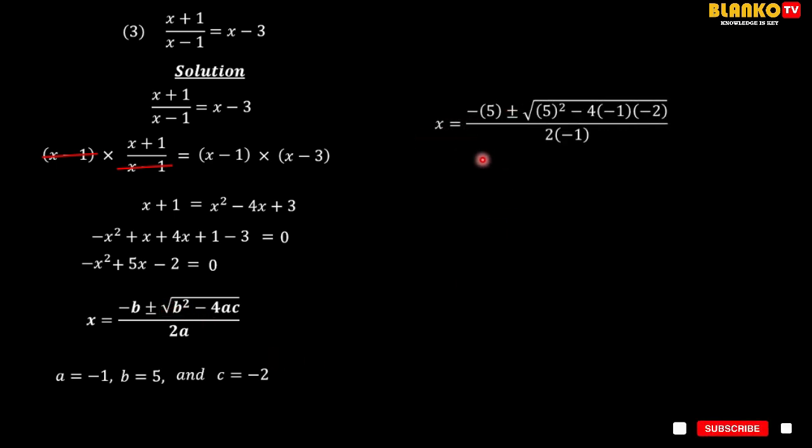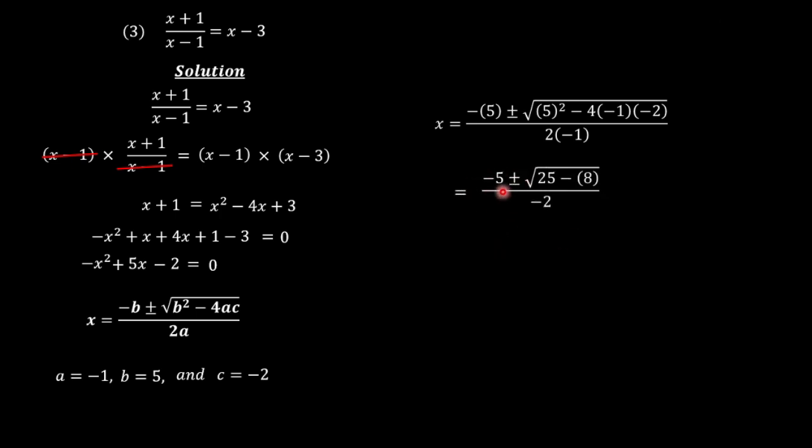So we have x equals negative 5 plus or minus the square root of 5 squared minus 4 multiplying negative 1 multiplying negative 2 all over 2 multiplying negative 1. I hope you understand. So we have negative 5 plus or minus the square root of 25 minus 8 over negative 2. So x is equal to negative 5 plus or minus the square root of 17 over negative 2. That is 25 minus 8 is what? 17.